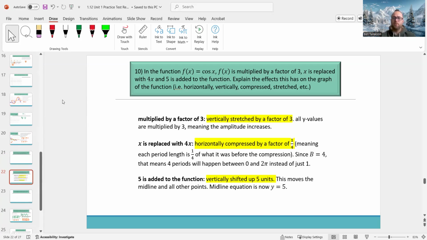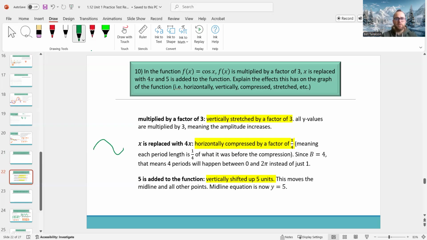If x is replaced with 4x, that means b is now 4. And remember, that means there is a horizontal compression of the reciprocal of 4. So this means each period length is 1/4 of what it was before the compression. Okay, since b equals 4, that means 4 periods will happen between 0 and 2 pi instead of just 1. So they're all scrunched in together, right?